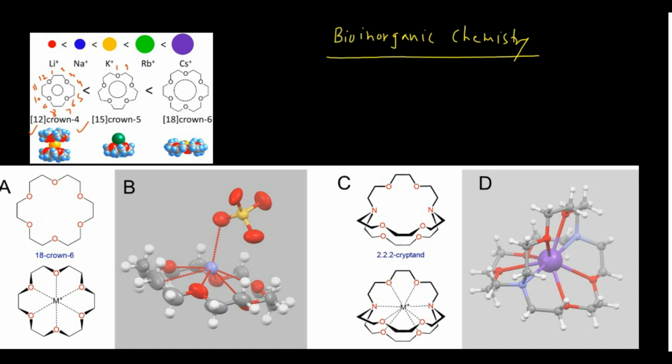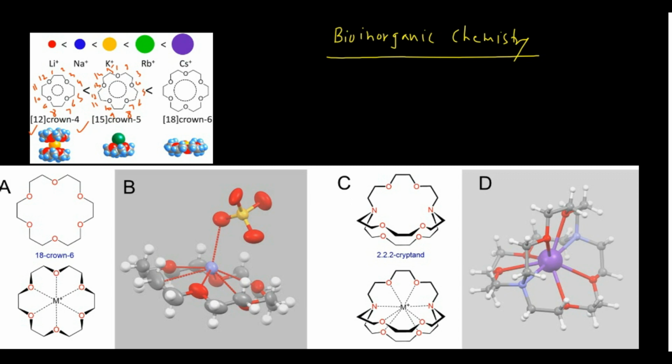Say 1, 2, 3, 4, 5, 6, 7, 8, 9, 10, 11, 12, 13, 14, 15. Okay, so it is 15 crown 5 because 5 oxygens are there. 1, 2, 3, 4, 5. So these are the crown. Similarly, you can do this for 18 crown 6 also.